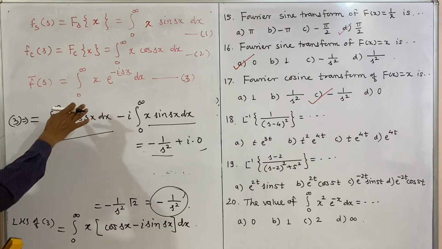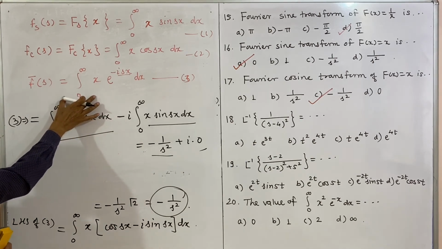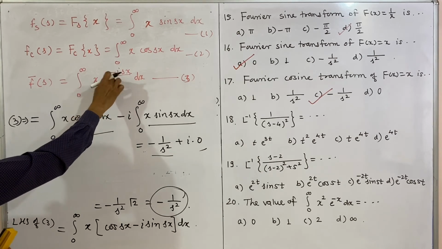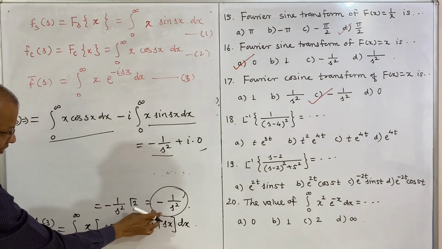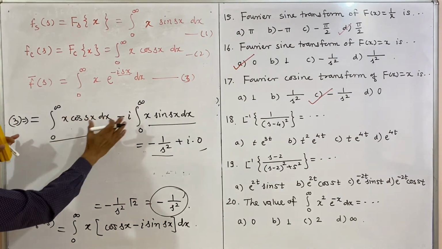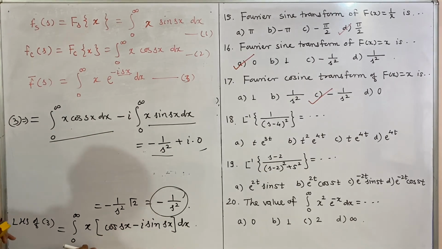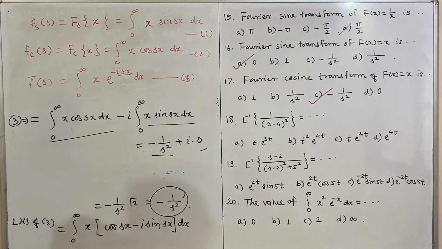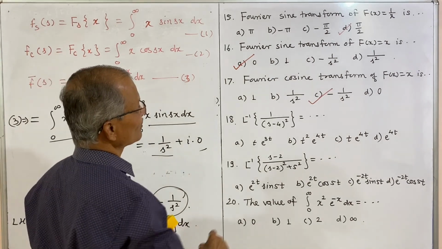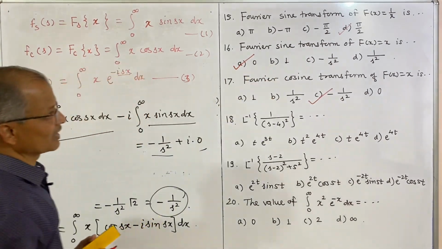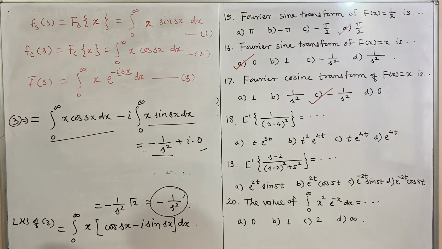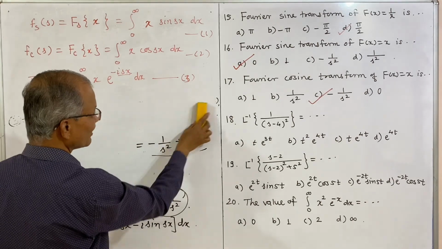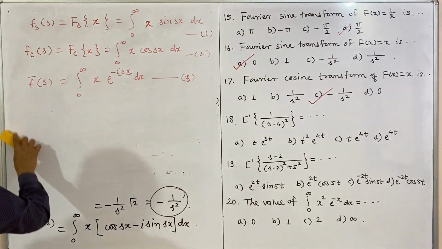For this purpose we have used another integral, and we first evaluated that integral by substitution, which is minus 1 upon s square. Then we expressed this in this form on the left side, and then we equated real and imaginary parts. So we should remember the sine and cosine transform of x. Now the next one is L inverse of 1 upon (s minus 4) square.